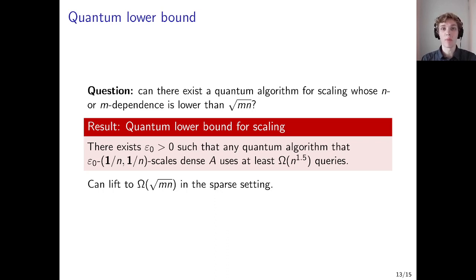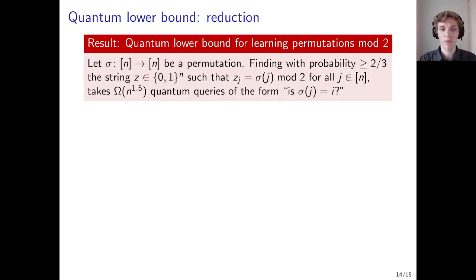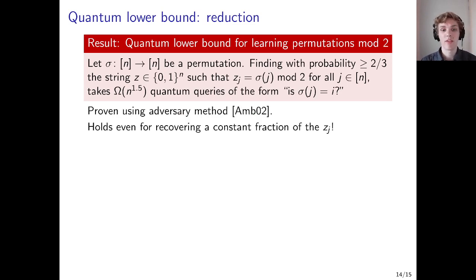Now, one might wonder how we prove this lower bound. So we reduce it to a relatively combinatorial problem, which is learning permutations modulo 2. So the idea is the following. I take a permutation sigma of n symbols, then you can show using an adversary bound that finding, with probability at least 2/3, sigma of j modulo 2 for every j takes at least n to the 1.5 quantum queries of the form "is sigma(j) equal to i?". And it's even true that this holds for recovering a constant fraction of these sigma(j)'s modulo 2.